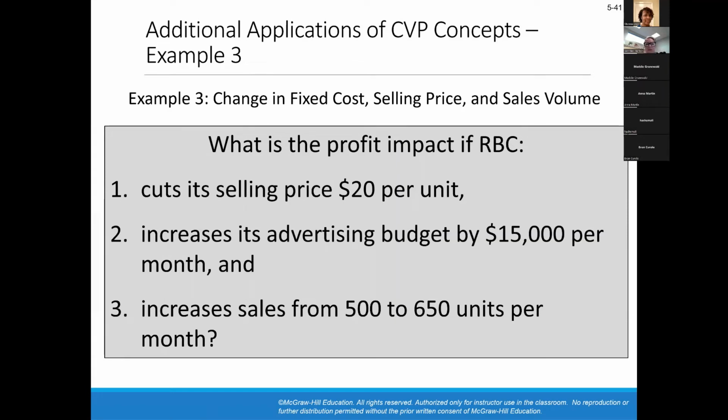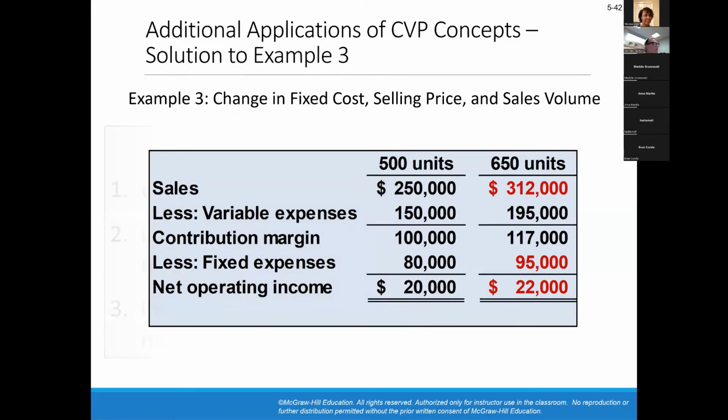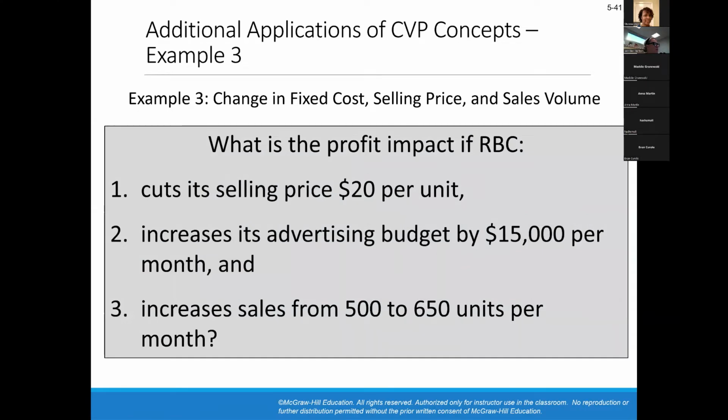All right, so let's look at this example. We're going to cut the selling price $20 per unit. So remember, it was 500. Hang on, it didn't let me write it again. I don't know why. It was letting me just write without flipping the page, and now I have to click on this button. Okay, so we have 500 less the 20. So now we're going to have a sale price of 480.